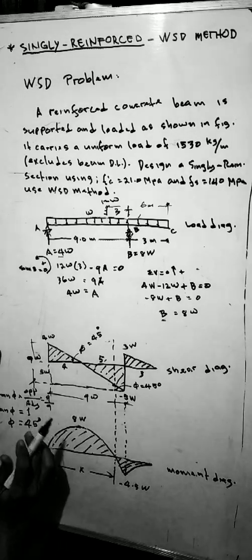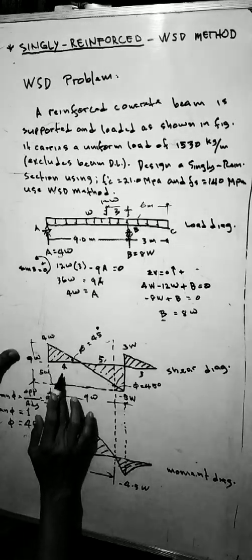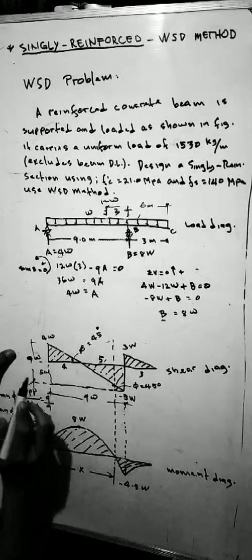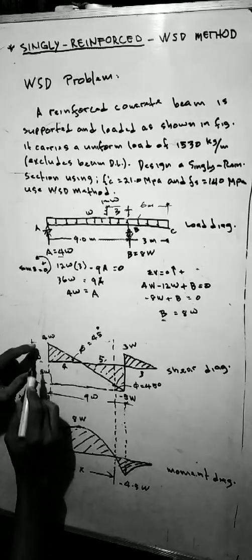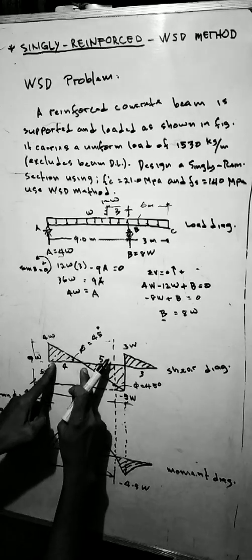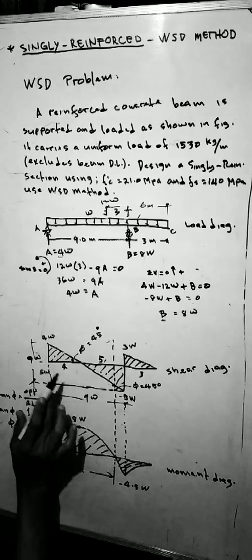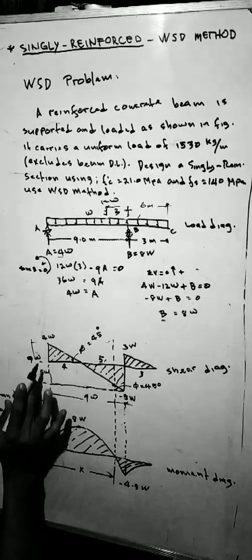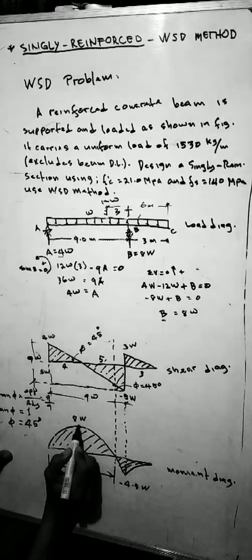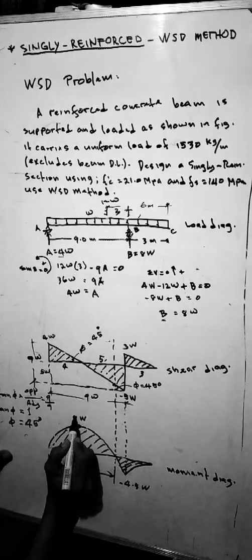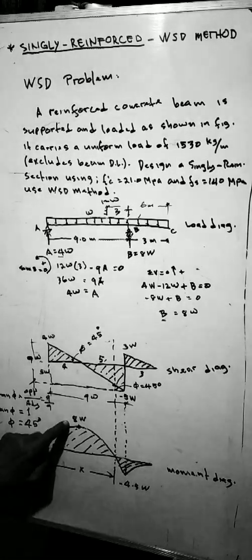After that, it's time to draw the moment diagram. In this diagram, this is a positive area. The area of this triangle is 1/2 times the base times the height. Meaning, 4 times 4 is 16, divided by 2 is 8. Meaning, this is 8W. Here, 8W. That is the positive moment.